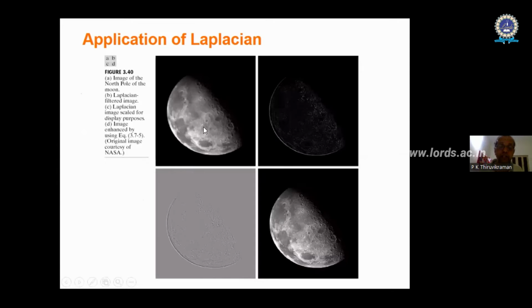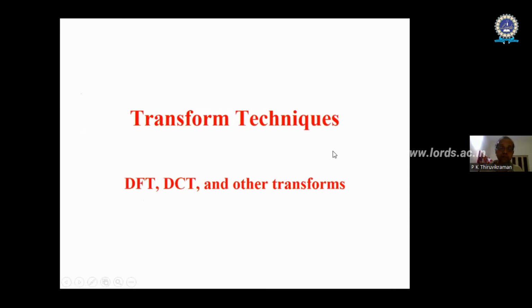Wherever there is uniform intensity, remember it will disappear and only the edge will become more prominent. It will become more prominent now. And of course, here most of the moon has disappeared. So add it to the original image and you will get this. So this is just an example to show the working of the Laplacian.